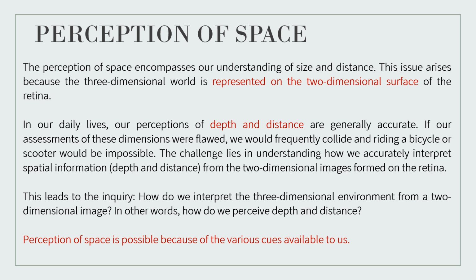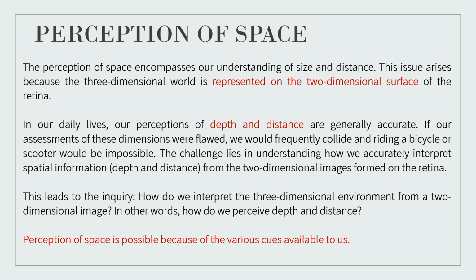Perception of space. Perception of space encompasses our understanding of size and distance. When we perceive something in space, like this table, you are perceiving the distance and depth of this table. So depth and distance are important when these are represented on a two-dimensional surface. So how do we perceive a two-dimensional figure as three-dimensional? This question leads to an inquiry: how do we interpret a three-dimensional environment from a two-dimensional image? In other words, how do we perceive depth and distance?